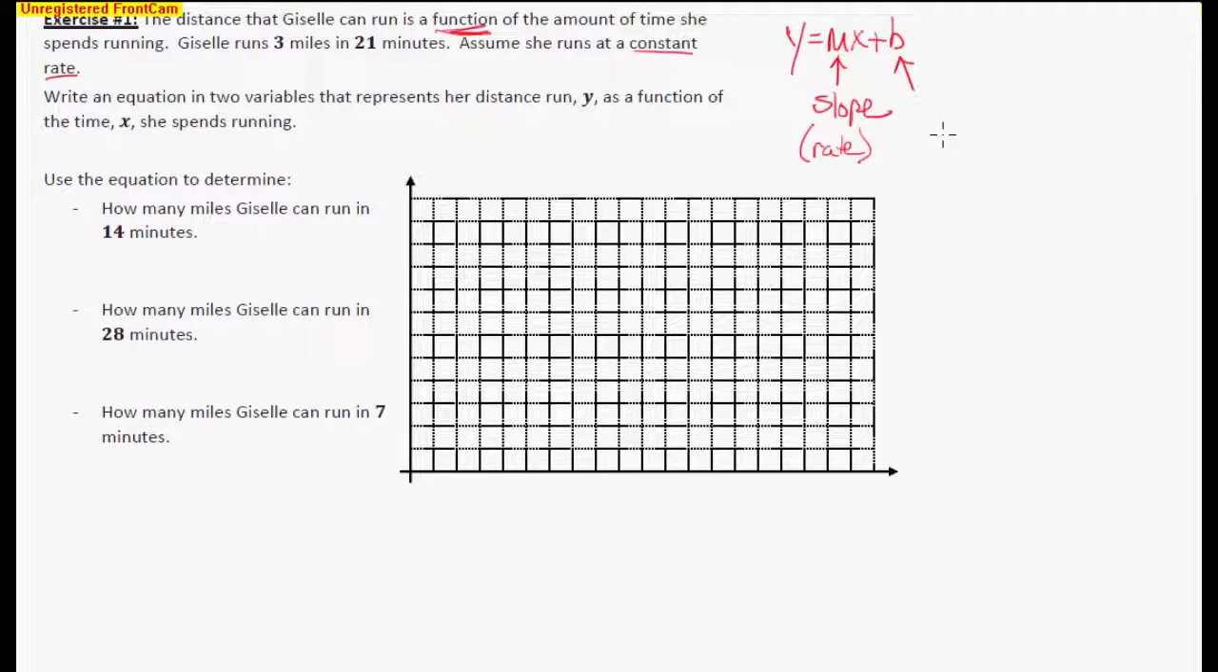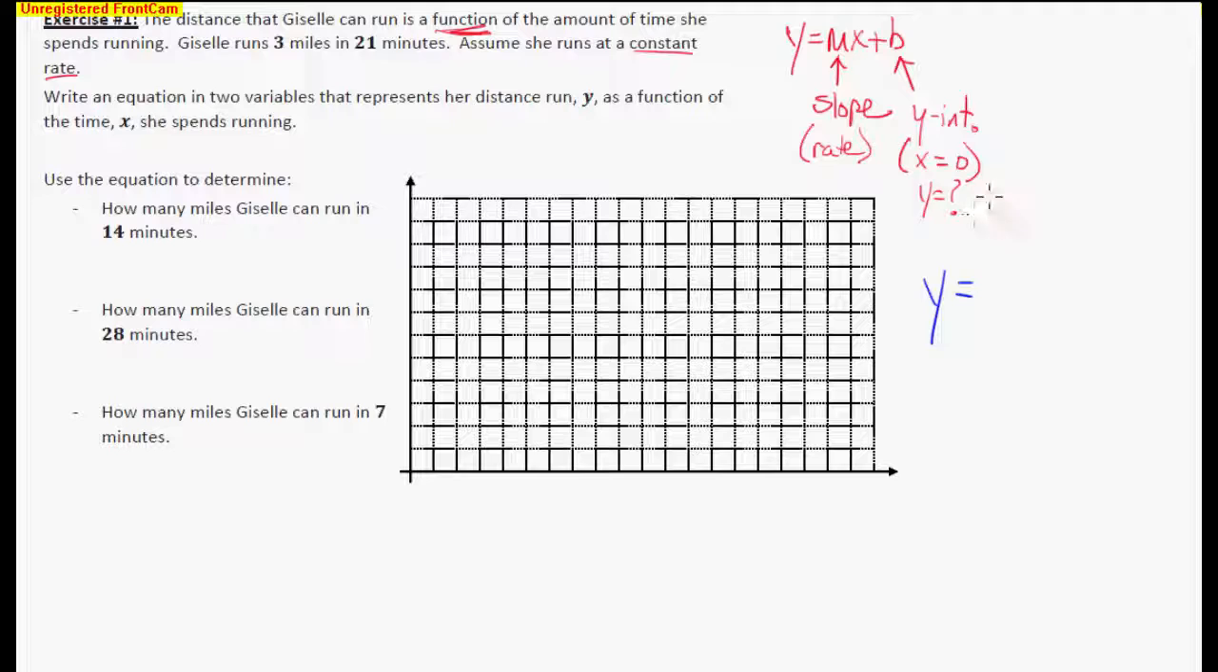And b is your y-intercept. And your y-intercept is the value of when x equals 0, what is your y value? All right, and that is your y-intercept. So I'll put a little question mark there by y. All right, so that'll allow us to make an equation that describes the situation. Okay, so let's try to do it here.